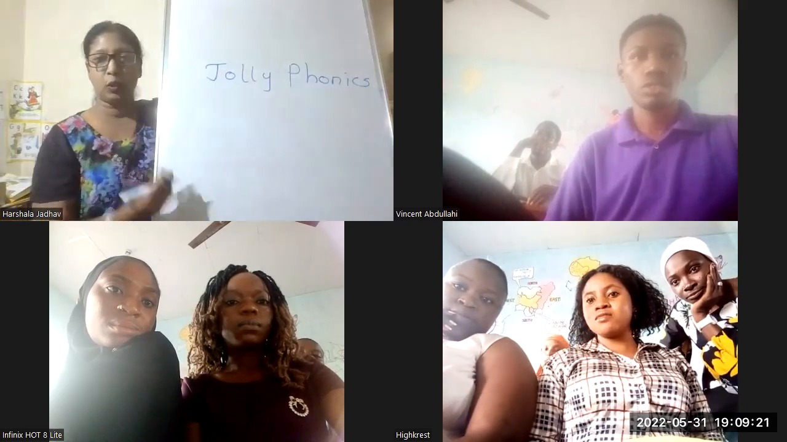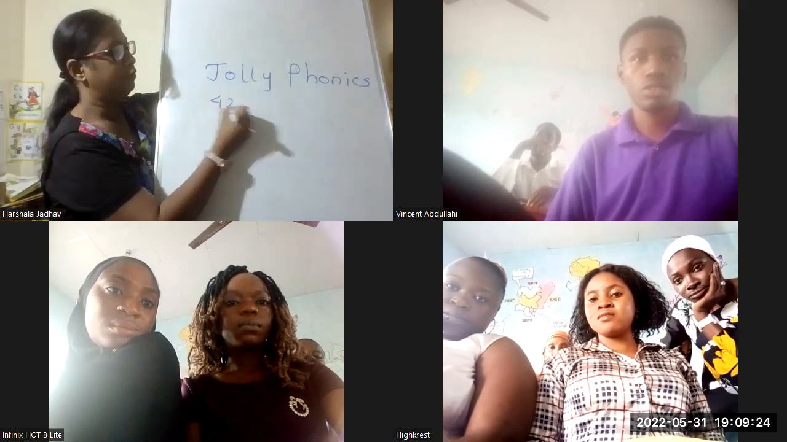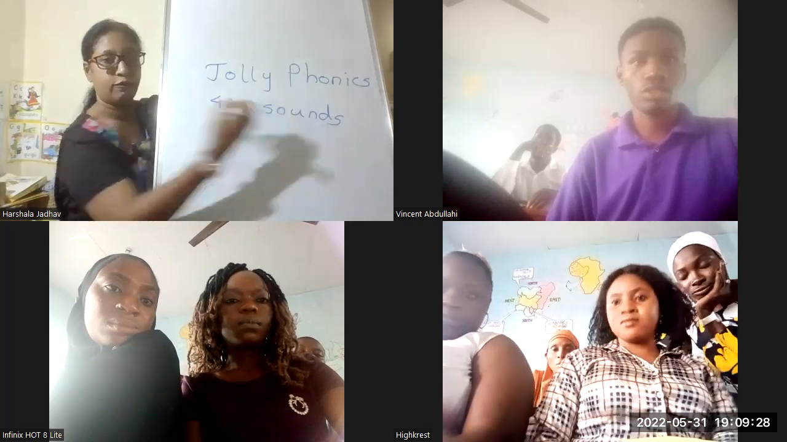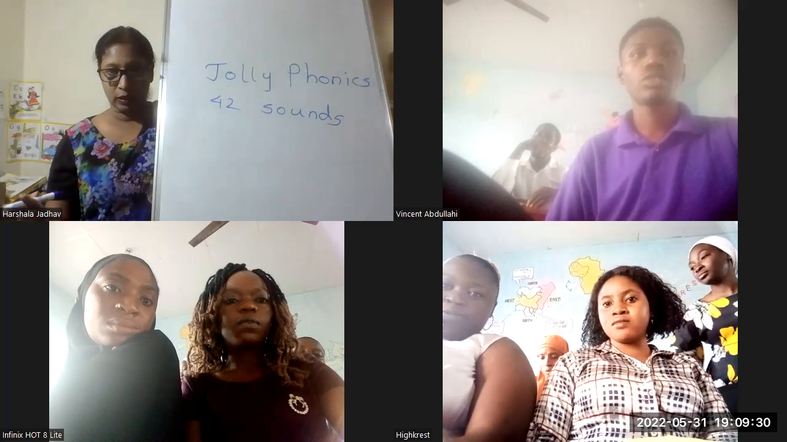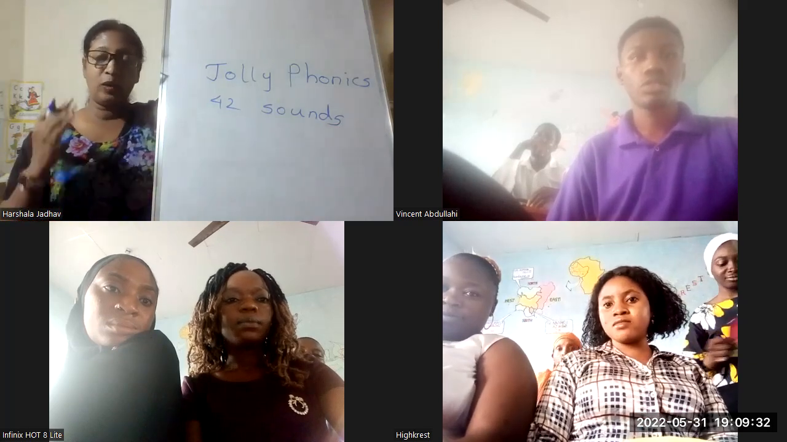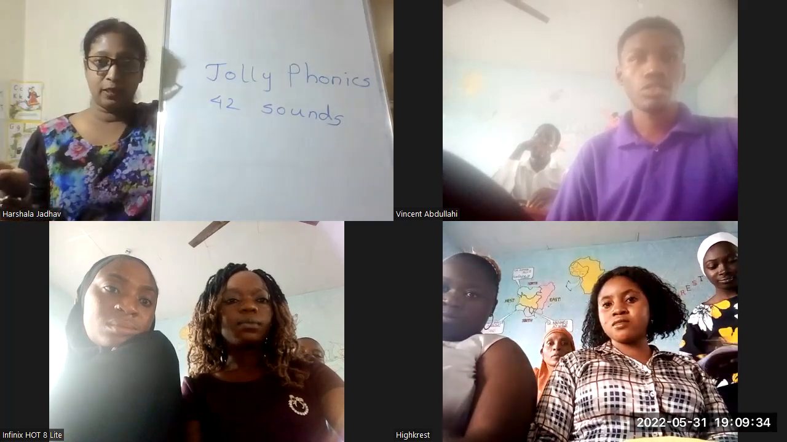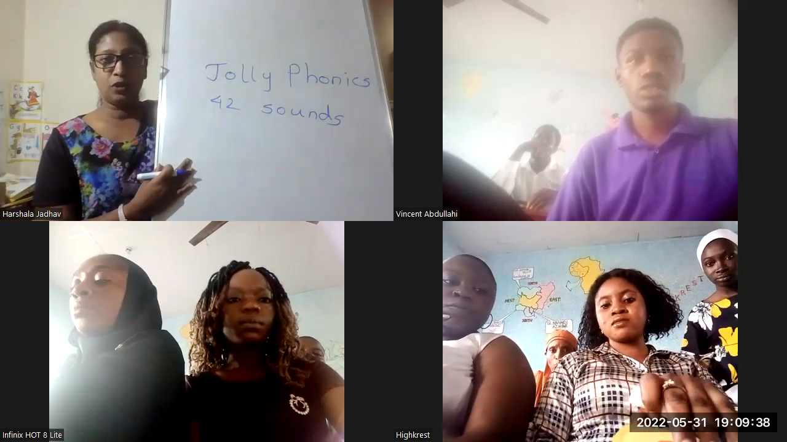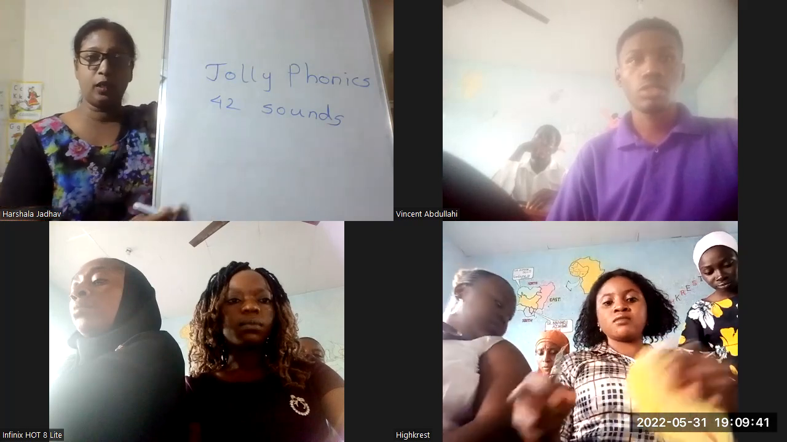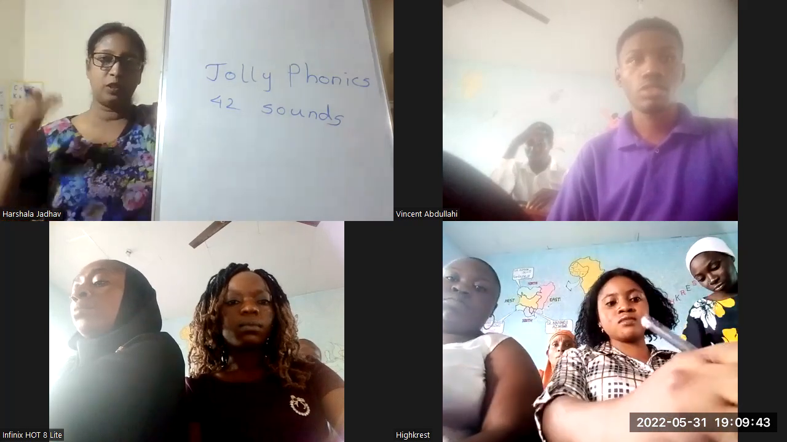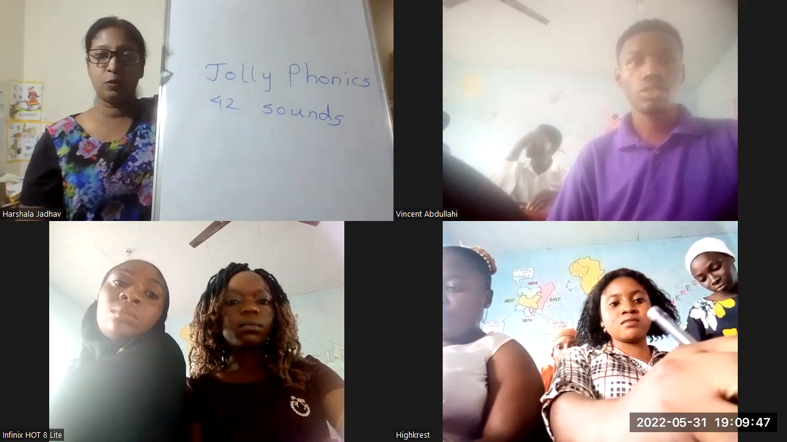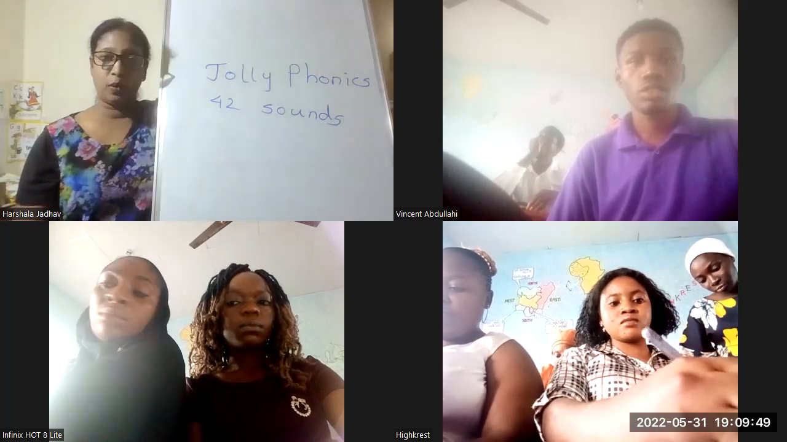In Jolly Phonics, we introduce 42 sounds. How many sounds? 42 sounds, as there are only 26 letters of the alphabet. But how come there are 42 sounds? Those sounds also include the digraphs and the blends. There are so many things included, which makes this program a complete program.